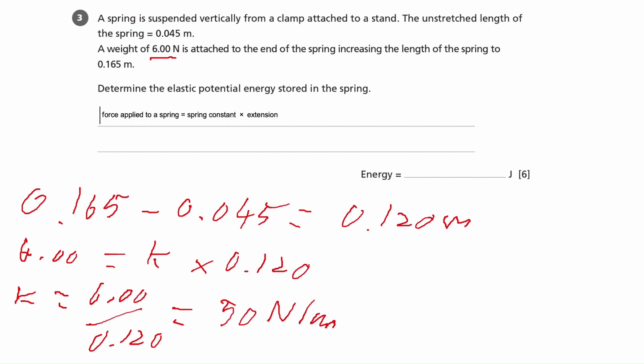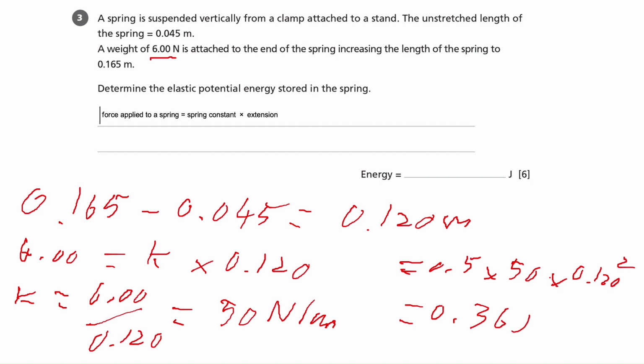Okay, so what we've now got is the spring constant. We can now apply the elastic potential energy equation. So the energy equals 0.5 multiplied by the spring constant, which is 50, multiplied by the extension squared, so that's 0.120 squared. Okay, what can we now do? Work out that whole equation, and that gives us an answer of 0.36 joules.